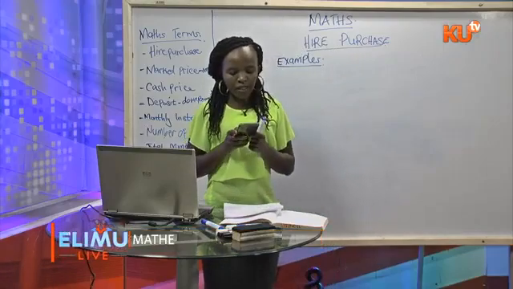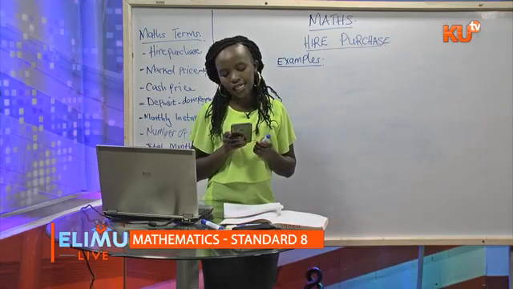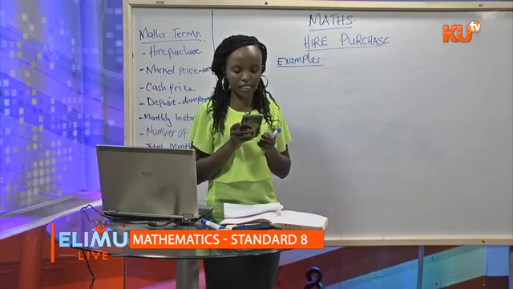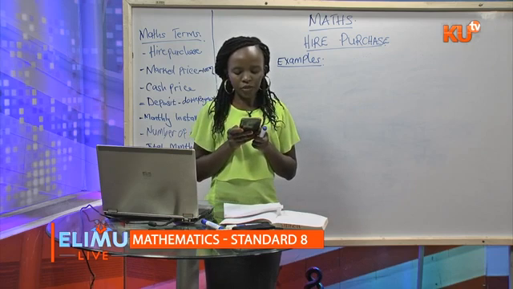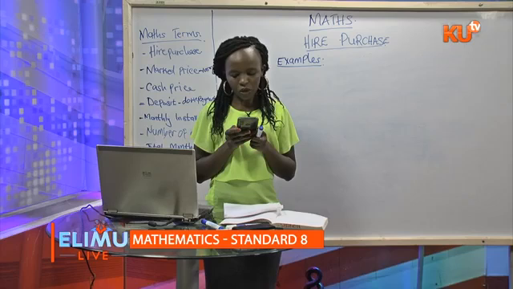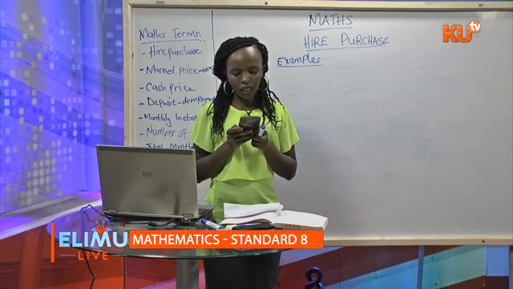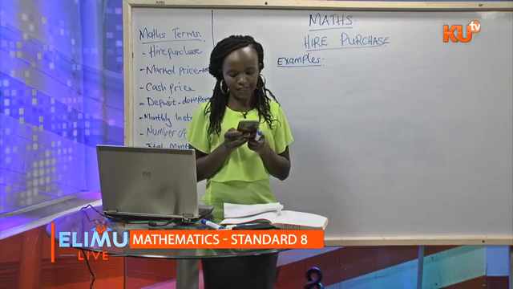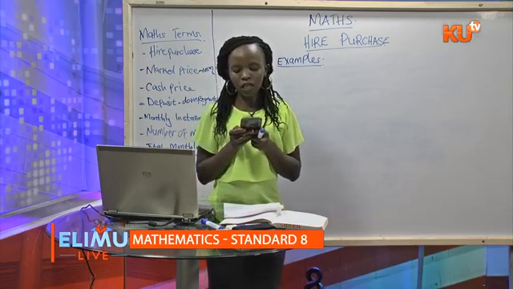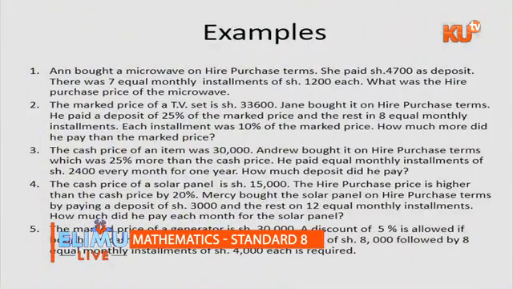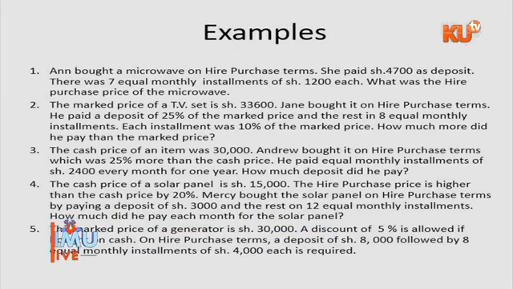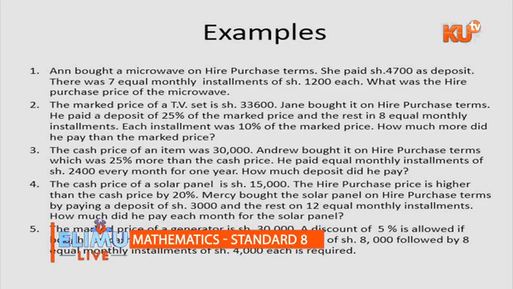Example 2, the marked price of a TV set is 33,600. Jane bought it on hire purchase terms. He paid a deposit of 25% of the marked price, and the rest in 8 equal monthly installments. Each installment was 10% of the marked price. How much more did he pay than the marked price? Very good. We start with the first statement.